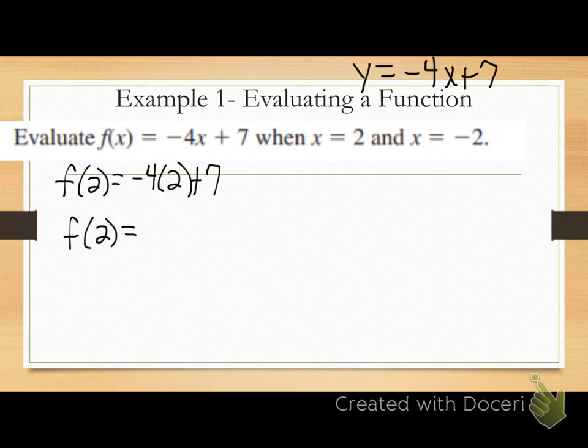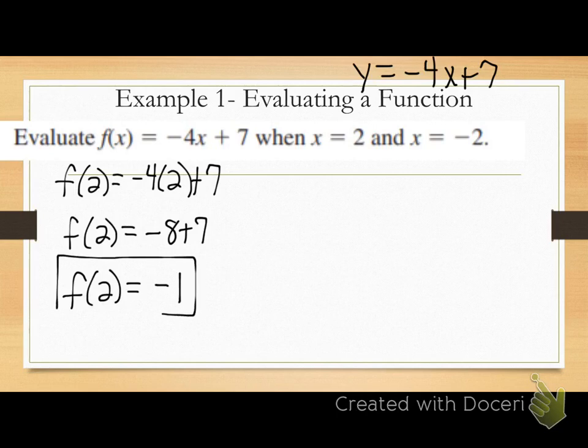Order of operations over here, what comes first, multiplication or addition? Multiplication, negative 4 times 2 gives me negative 8. Negative 8 plus 7 gives me negative 1. So, the function evaluated at the x value of 2 is negative 1.